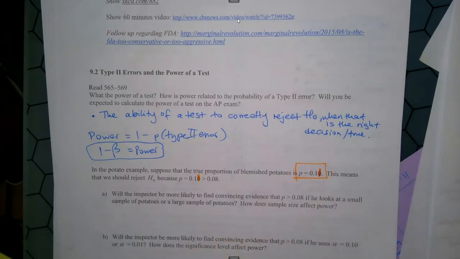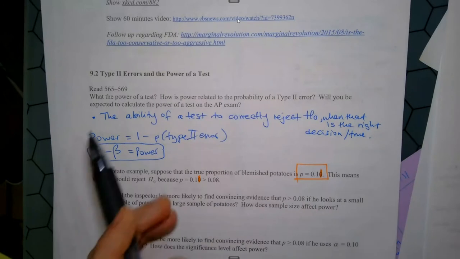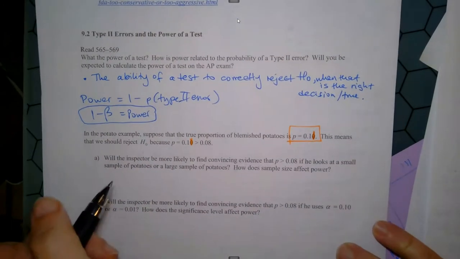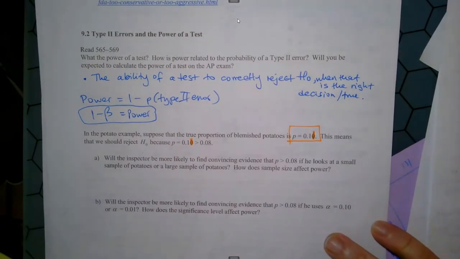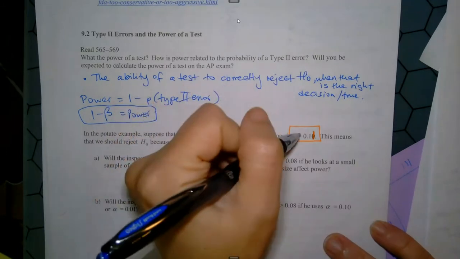So what if you have a truckload of 11% blemished potatoes? What is your ability to correctly decide that this truck should go away? The power of the test is the ability to look at a truck of potatoes, take a sample, and decide correctly that this truckload is bad, that you really don't want to make potato chips out of it. So we should reject the null, because the true proportion of blemished potatoes is in fact bigger than 8%.